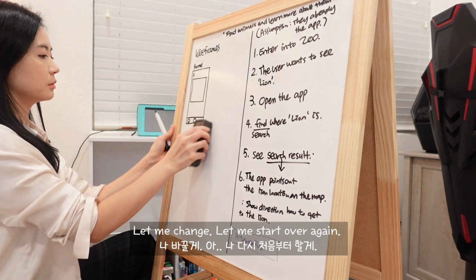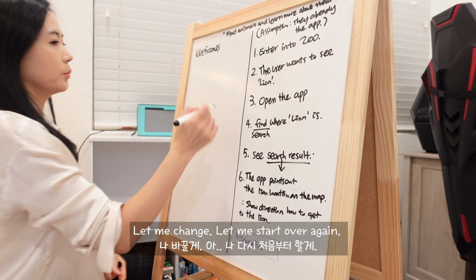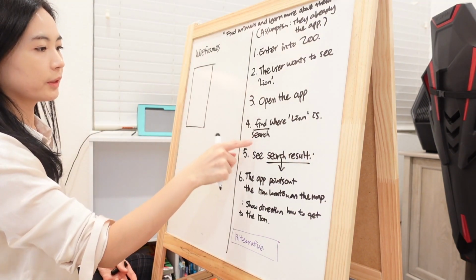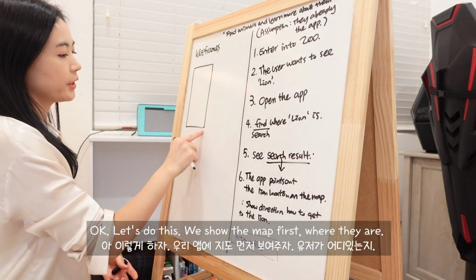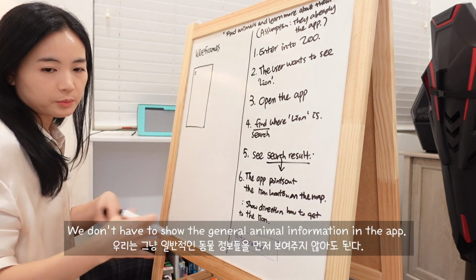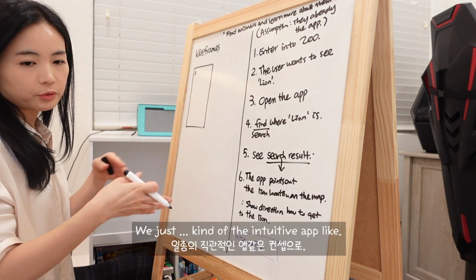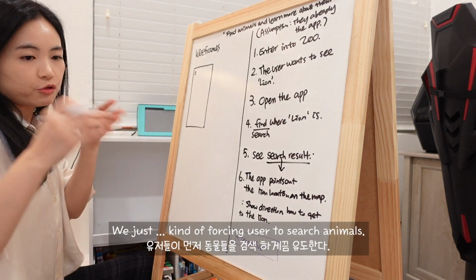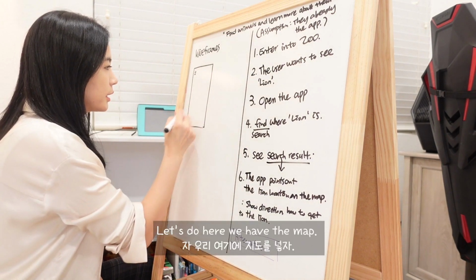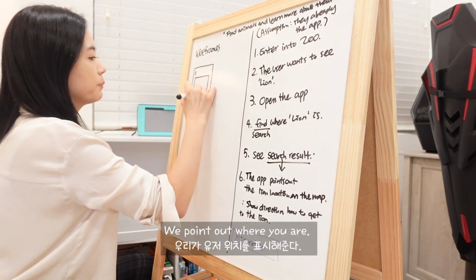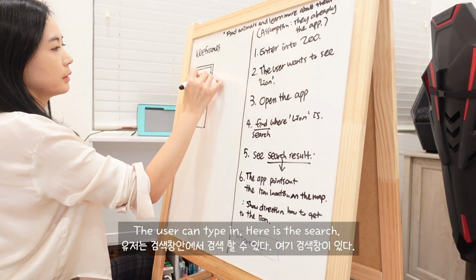Let me start over again. Open the app and then find where the lion is, search. Okay. So let's do this. We're showing the map first, so where they are. We don't have to show the general animal information in the app. It's an intuitive app where we kind of force the user to search for the animal to save their time in the zoo. So here we have the map, and we point out here is where you are. The user can type in here to search.